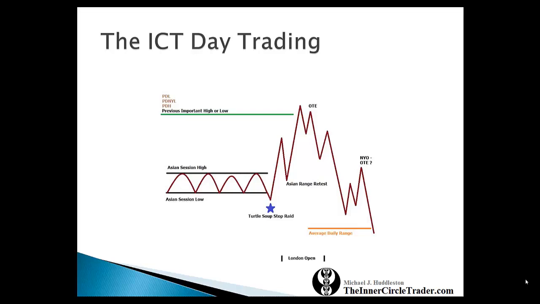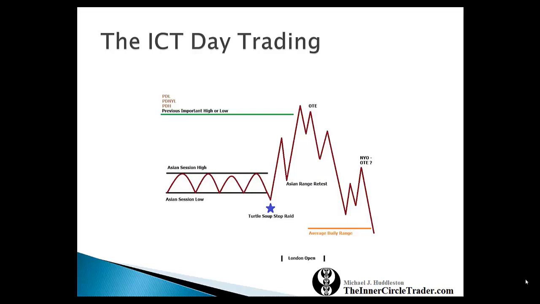But the point is when we're selling the London Open, we're looking for that Judas swing to occur, and it's going to come in the form of a turtle soup sell, or it's going to come in the form of a return to an order block, a bearish order block. Once that entry is formed, if we see a move below the Asian session low or the Asian range low, you need to put your stop loss to break even. Do not let your trade turn into a losing trade.